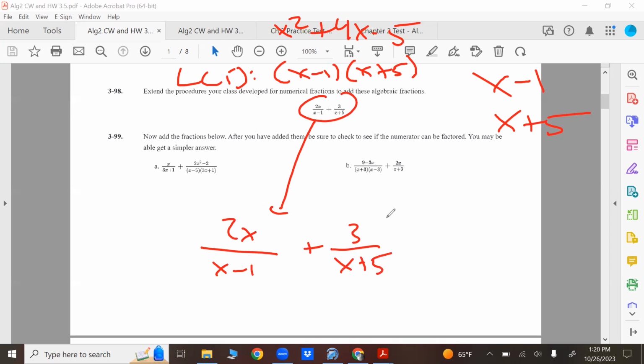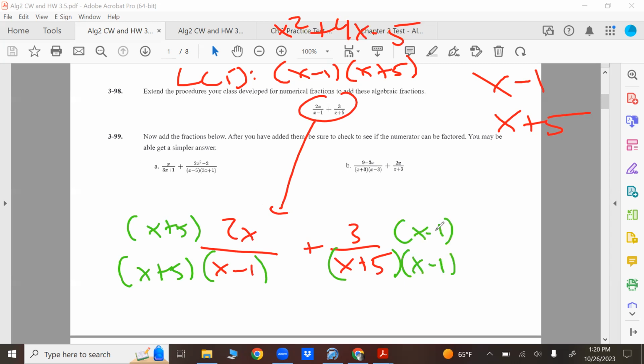So you multiply top and bottom by whatever it's missing, right? For example, this one needs an x plus 5 to make it complete, so you do it to both top and bottom. This one needs an x minus 1 to make it seem complete. You do it to both top and bottom. Combine everything, and you're set.